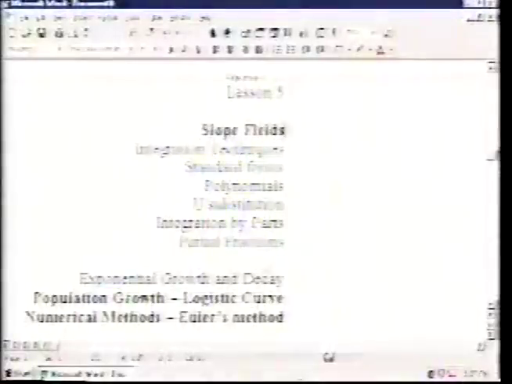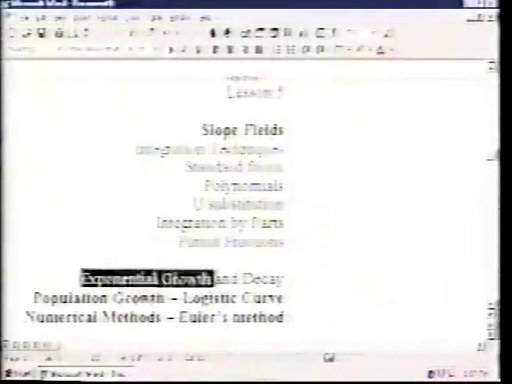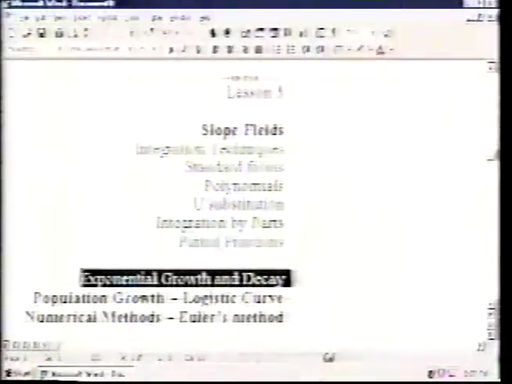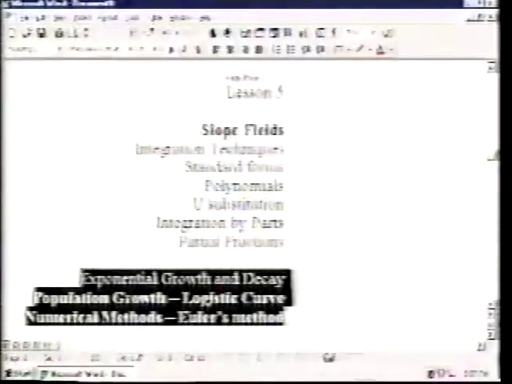But techniques that are things that I learned in my differential equations course, or courses outside of the calculus: slope fields, which we're going to talk about, exponential growth and decay. We did a good bit of that in pre-calculus, but obviously not concerned with the integral or the derivative. Population growth with the logistics curve, and numerical methods, Euler's method.